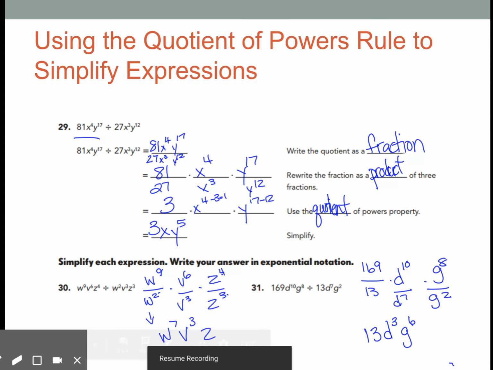And that's it for the quotient of powers rule. Again, try some extra problems if you seem stuck, and write down any questions you might have for me tomorrow.